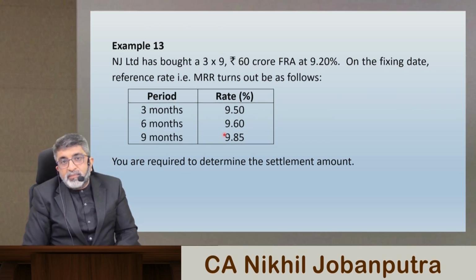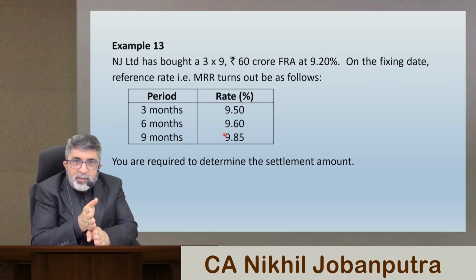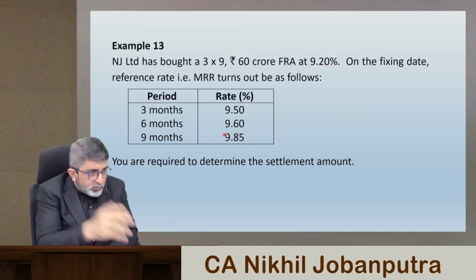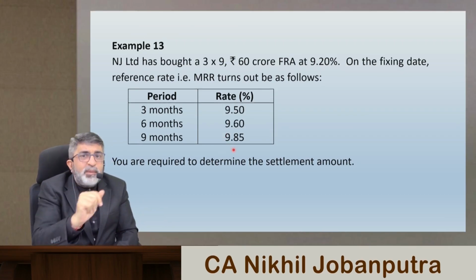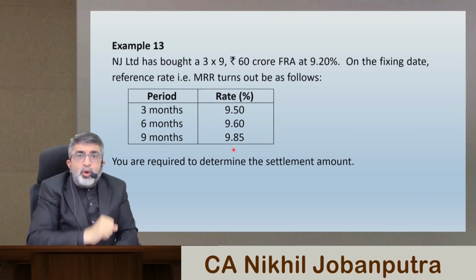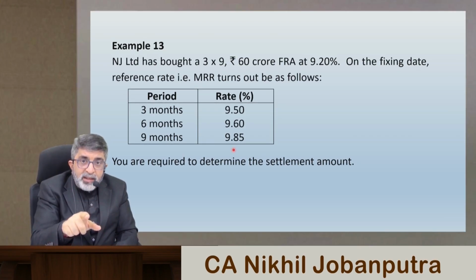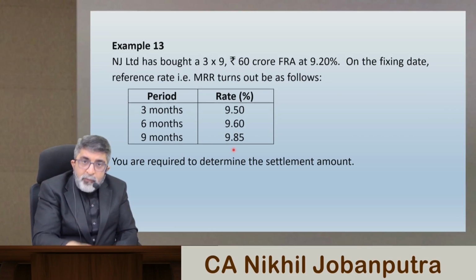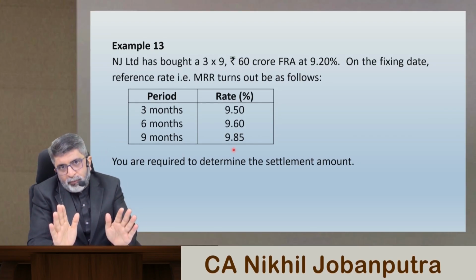Why? Because after 3 months, the rate that applies for the next 6 months is the MRR that you have to follow. Other MRRs are not relevant because they are not matching with your loan period. Your loan period is 3 by 9 FRA, means after 3 months you will borrow for a period of 6 months. That means you want to borrow for 6 months.